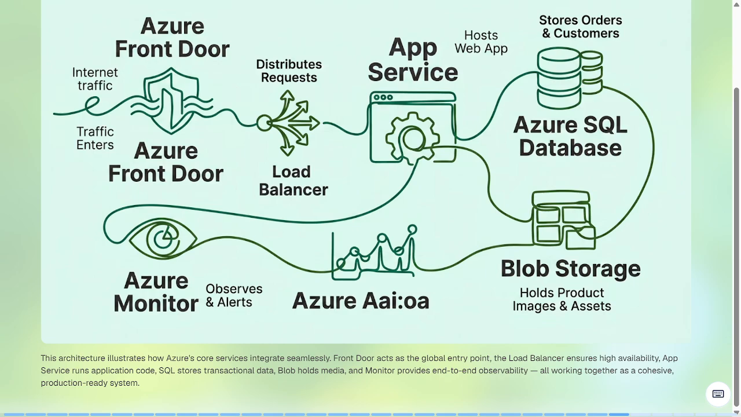Think of this architecture like a modern shopping mall. Front Door, the main entrance of the mall. Load balancer, security and crowd control at the entrances. App Service is like the stores inside the mall. SQL database, the cash registers and billing systems. Blob Storage, rooms for inventory and media. Monitor, CCTV cameras and security control rooms. Everything works together to ensure a smooth customer experience.